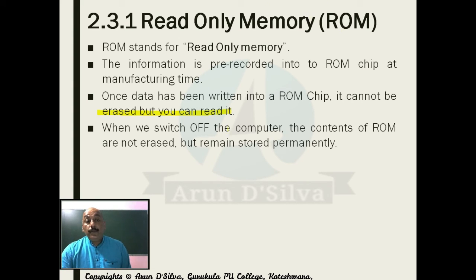When the computer is switched off, the contents of the ROM will not be erased, whereas RAM will be erased. So this remains permanently, and that is the reason this is called non-volatile memory. The data in the ROM remains permanently, even though the computer is switched off, because when the ROM chip is designed, the instructions or necessary data are fed into it at that time itself.